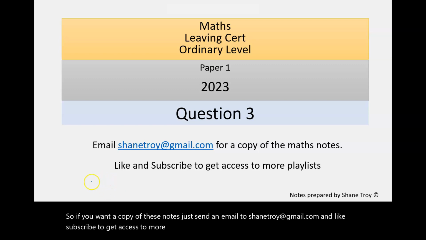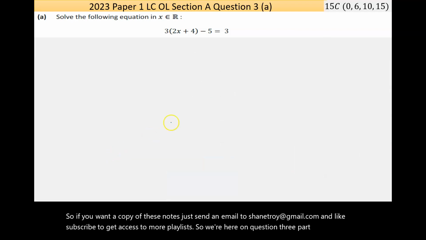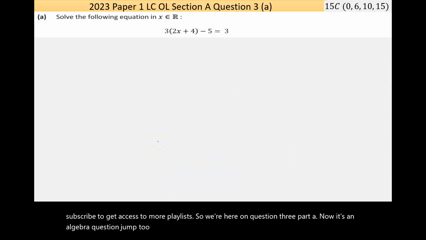So we're here on question 3, part A. Now it's an algebra question. And this part is worth a whopping 15 marks, for fairly decent attempts, even at least.